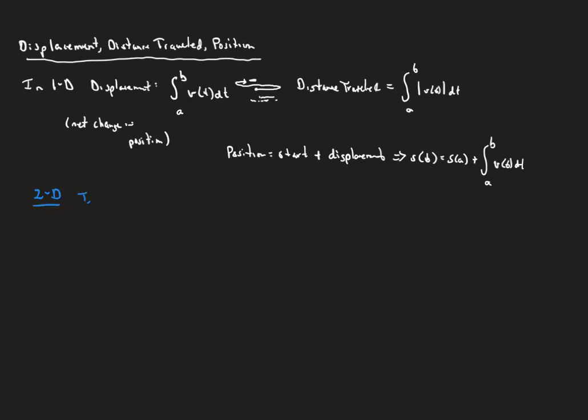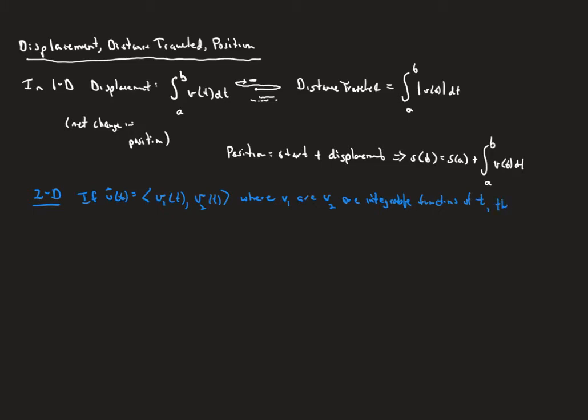So let's now look at what's going on in 2 dimensions. If we say that v of t, and I'm going to write this as a velocity vector, so now we're in 2 dimensions, is given by v1 of t, that's our x component, and v2 of t. If that is our velocity vector, we're going to assume here that v1 and v2 are integrable functions of t.